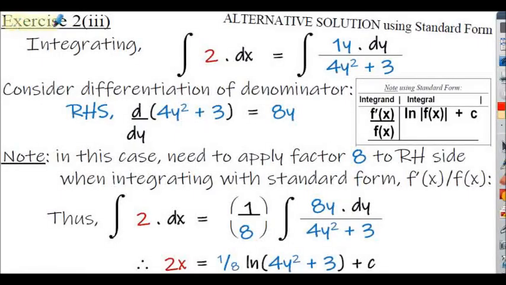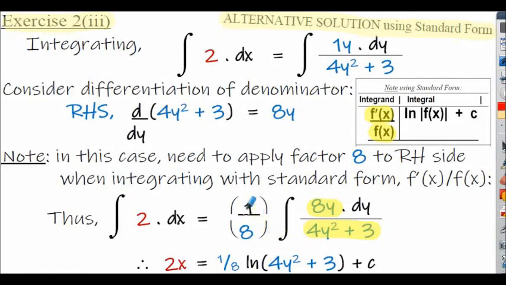Here's exercise 2, part 3, our alternative solution using the standard form continued. I just like to show in greater detail how the right hand integral has to be rearranged to make it into standard form, shown here. So in this integral at the bottom of the slide we now have standard form, because when we differentiate the denominator, function of x, we get 8y, and that is the numerator, 8y in this case.